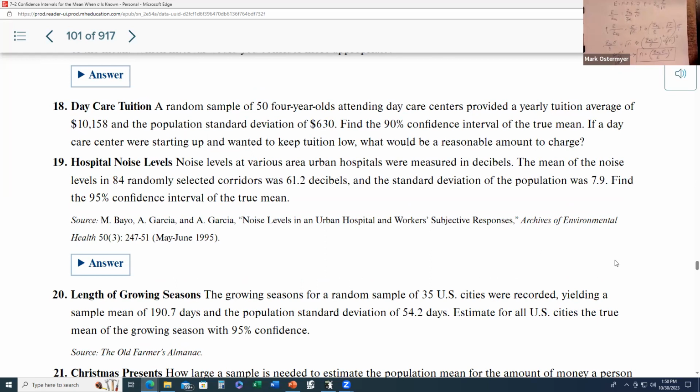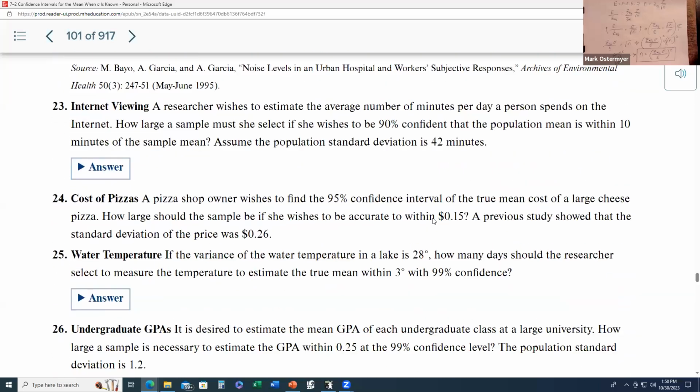All right, problem 23. I will go down and look at this problem here. I will work this one out for us. And then I'll have you do one for classwork here.